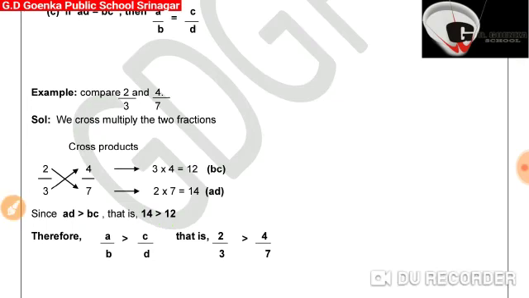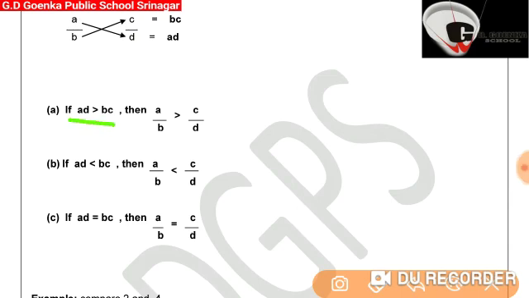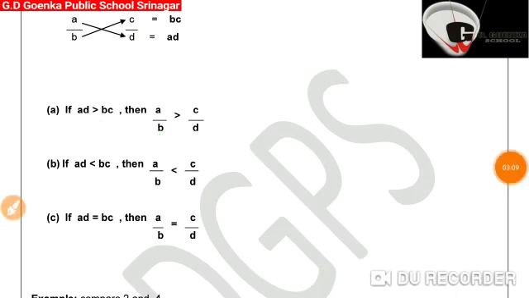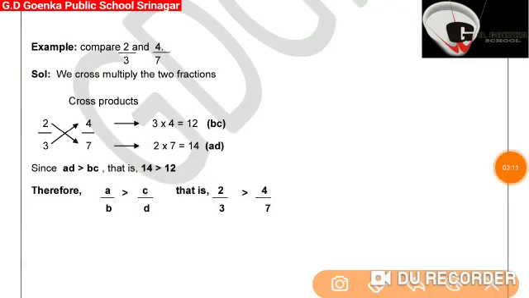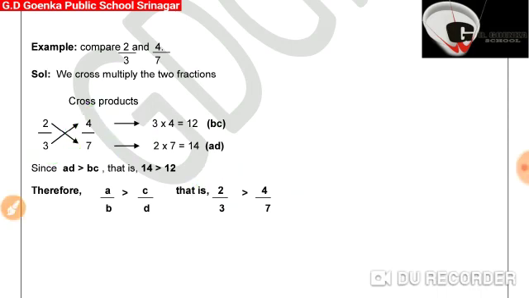This is the first case. In the first case, if the product ad is greater than bc, then the fraction a by b will be greater than c by d. That is, fraction a by b will be greater than the fraction c by d. That is, 2 by 3 will be greater than 4 by 7. So this is how we compare unlike fractions by the cross multiplication method.